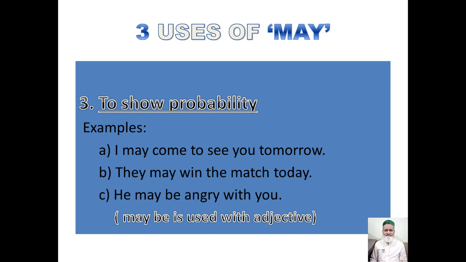You can see here in examples 1 and 2, modal may is followed by first form of the verb, as all the modals are followed by first form of the verb. Whereas in the third example, there is no verb, there is an adjective. That's why may is followed by be. He may be angry with you. In the same way, he may be sad, he may be happy, and so on. So here in the third example, may be is used with an adjective.